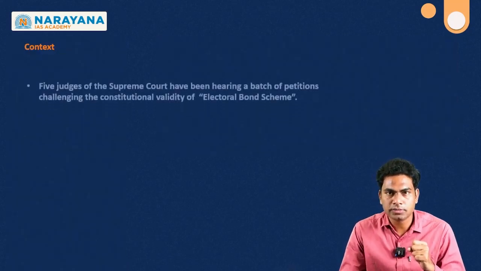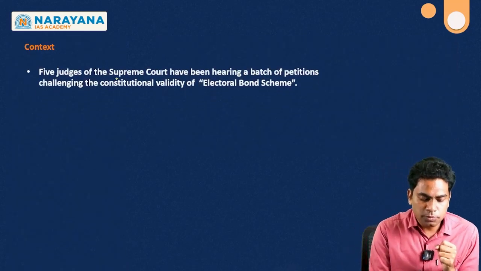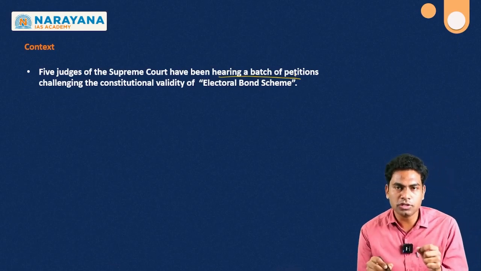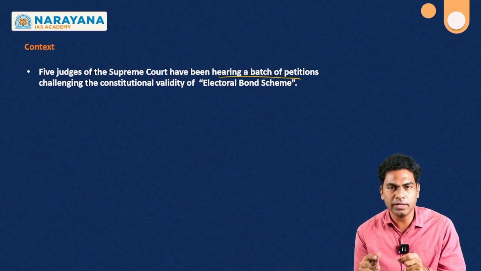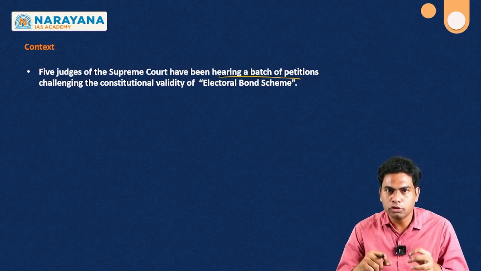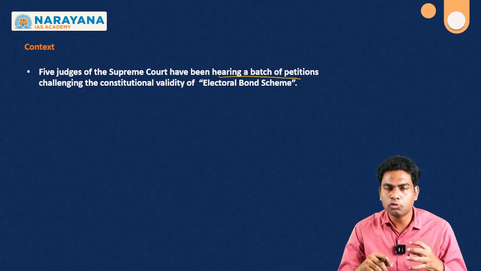The context: a 5-judge bench of the Supreme Court has been hearing a batch of petitions with regard to the constitutional validity. What is constitutional validity? Whether the provisions of the Constitution actually give scope for the electoral bond scheme to operate in India.